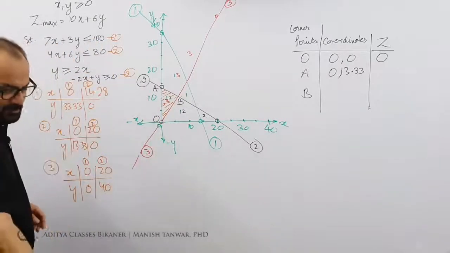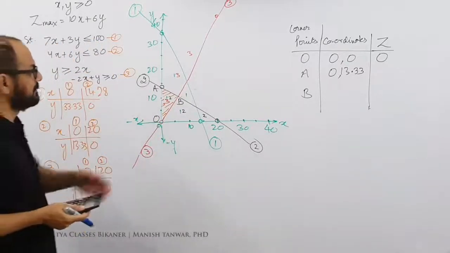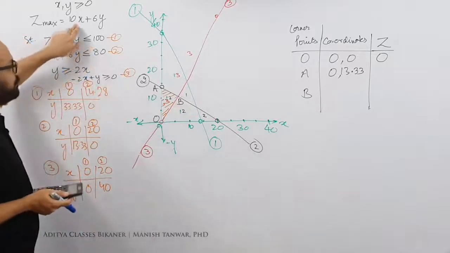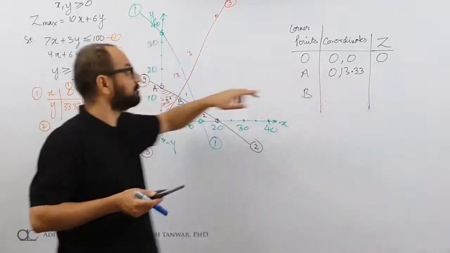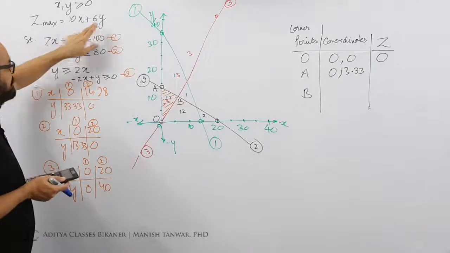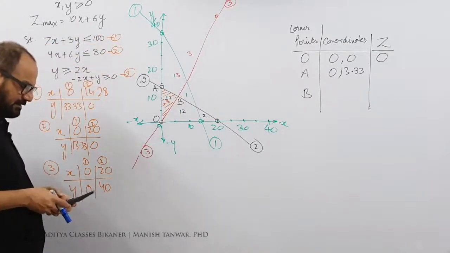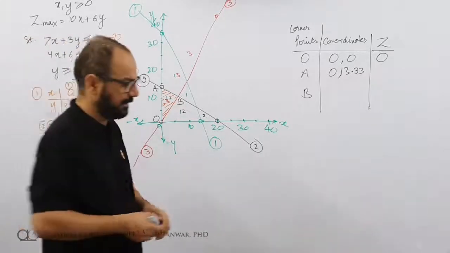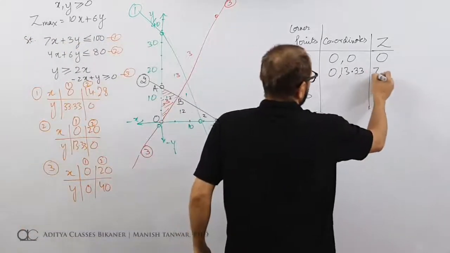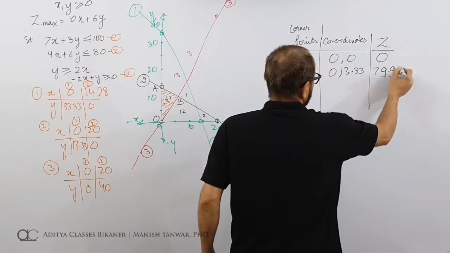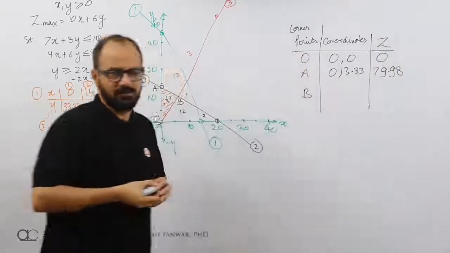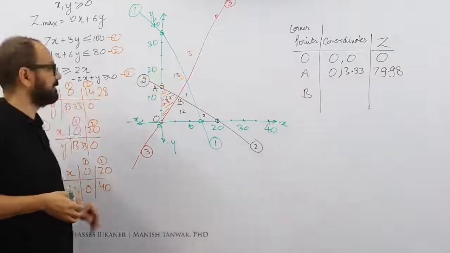So, what will be the corresponding value of Z? 10 into 0, we are taking this coordinate A, 10 into 0 plus 6 into 13.33. 13.33 multiplied by 6 gives me 79.98, which would actually be almost 80, but we'll keep it at 79.98.